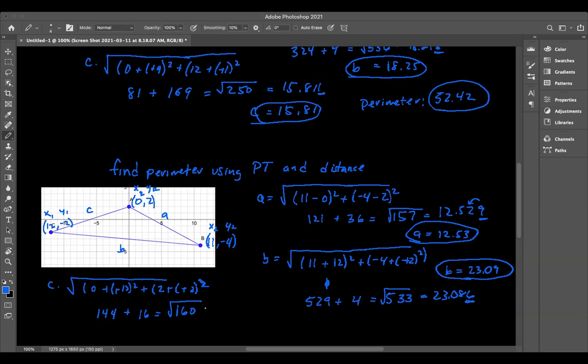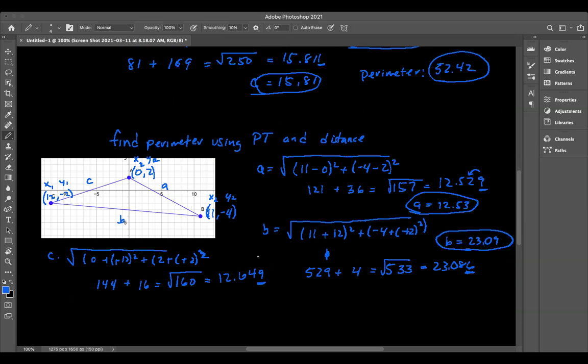So the square root of 160 is 12.649. Again, the place after the hundredths place is over 5, so we're going to round up. So the final answer for that is going to be 12.65. That's rounding to the hundredth spot.